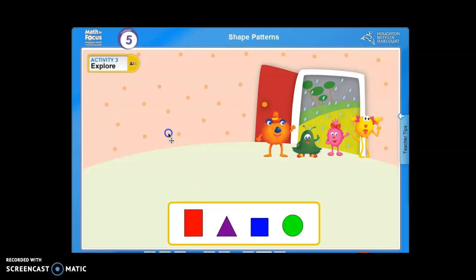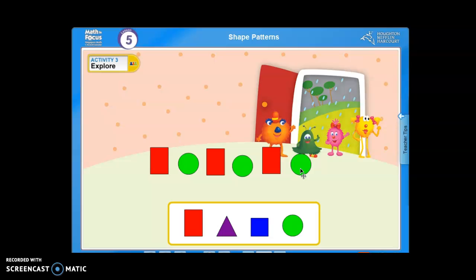Alright, now we're going to make our own, alright? So we're going to do a rectangle and circle. Rectangle, circle. Rectangle, circle. What kind of pattern did Mrs. G make? Was it an AB or an ABC pattern? It was an A-B pattern. Each A is going to be the rectangle and the B's are going to be the circles.